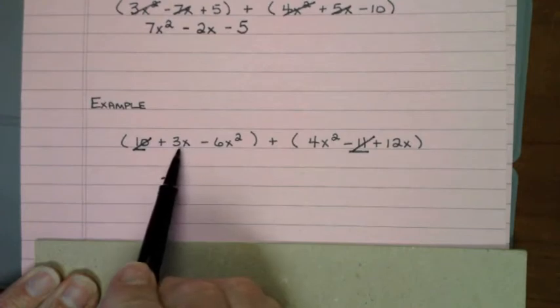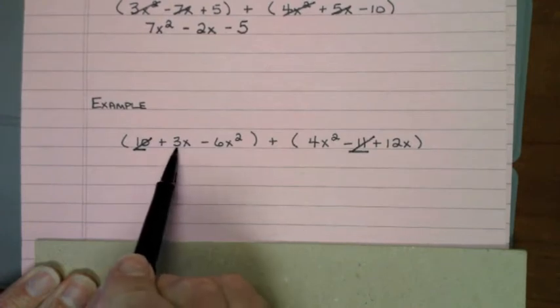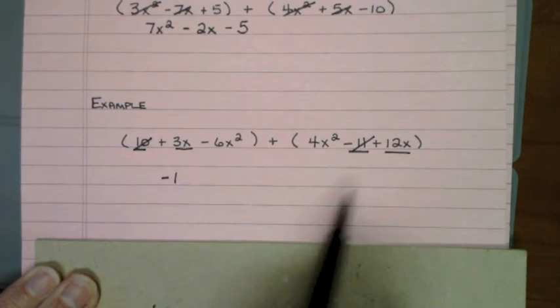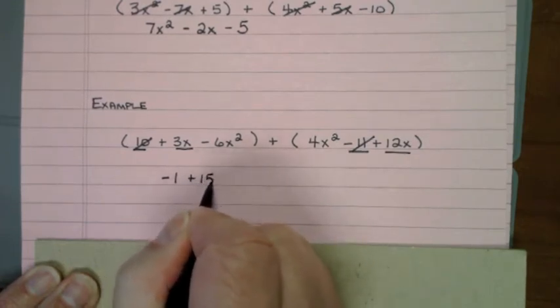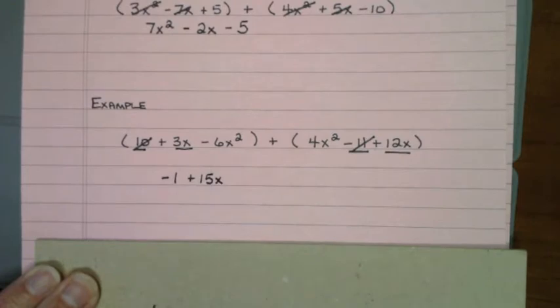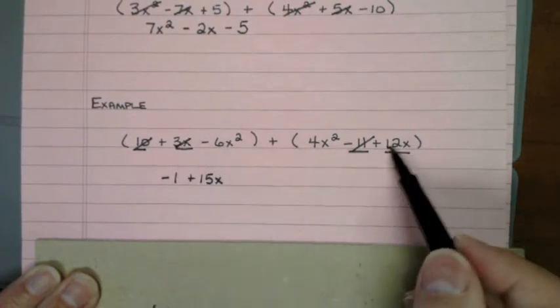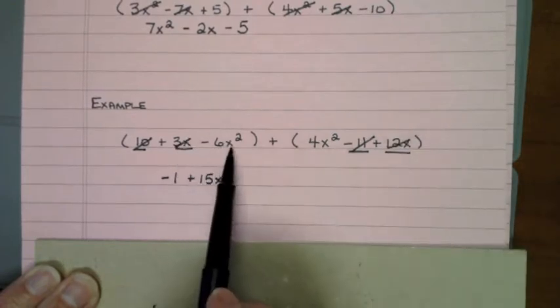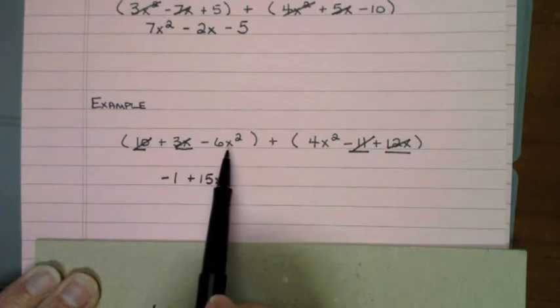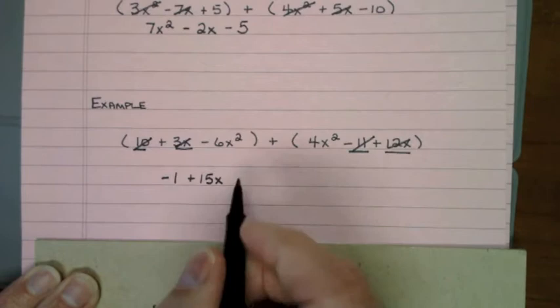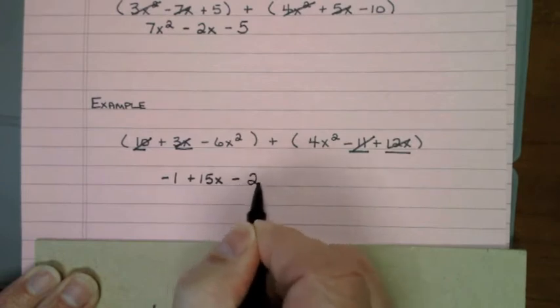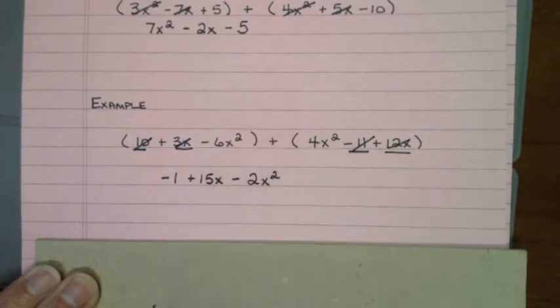3x, I need to combine it with anything else that has an x. So I've got 3x and 12x. Combine those together, 15x. Negative 6x squared, that means I'm going to combine it with anything else that has an x squared, 4x squared. Combine those together, I get negative 2x squared.